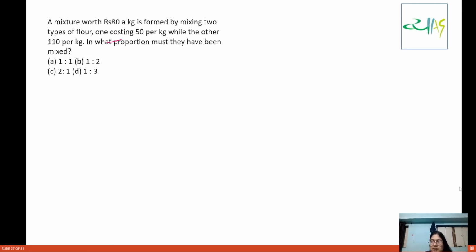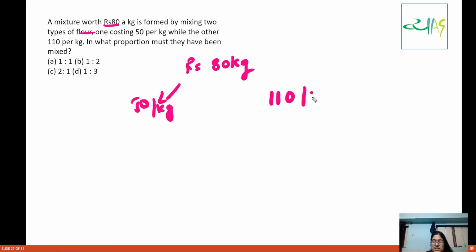Okay, guys, look at this question. I am thinking of a pure allegation question here. So, a mixture worth rupees 80 per kg is formed by mixing two types of flour, one costing 50 per kg, and the other costing 110 per kg. Fine. So, in what proportion must they have been mixed?